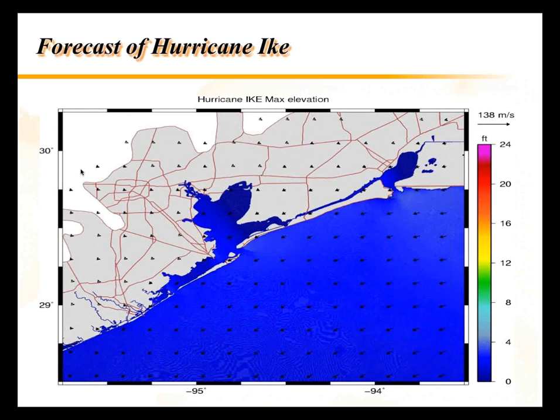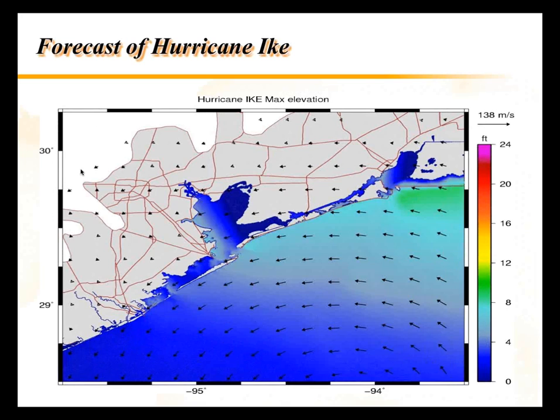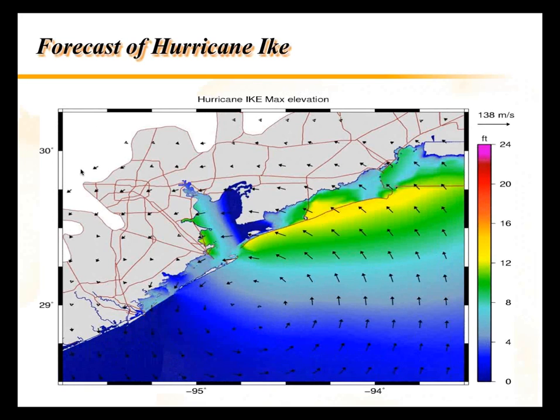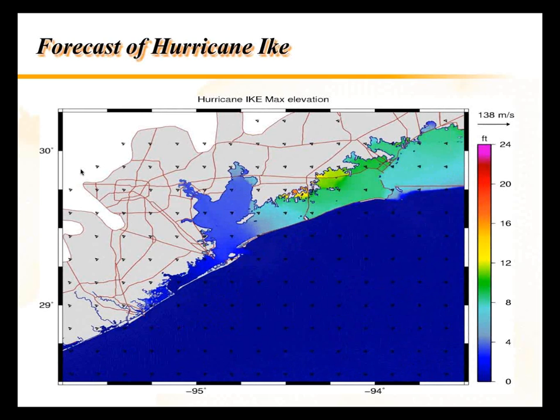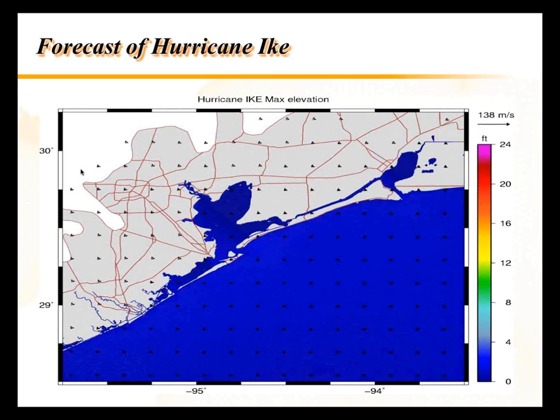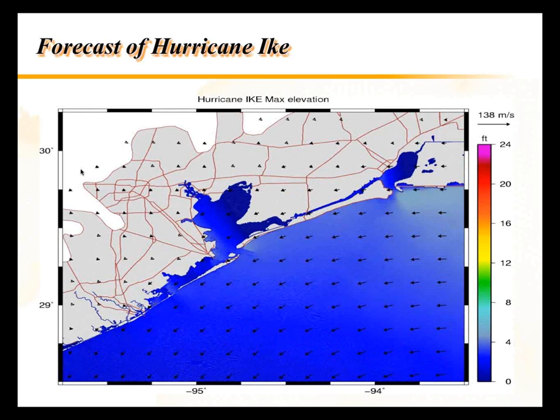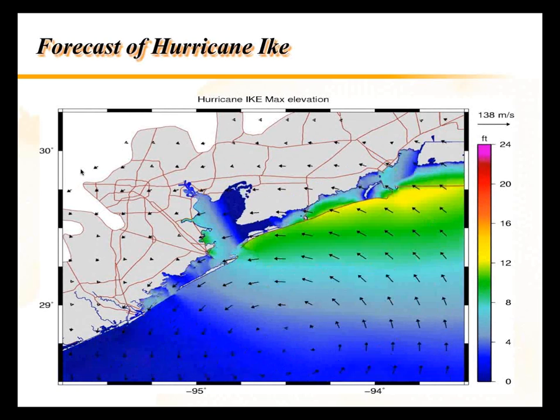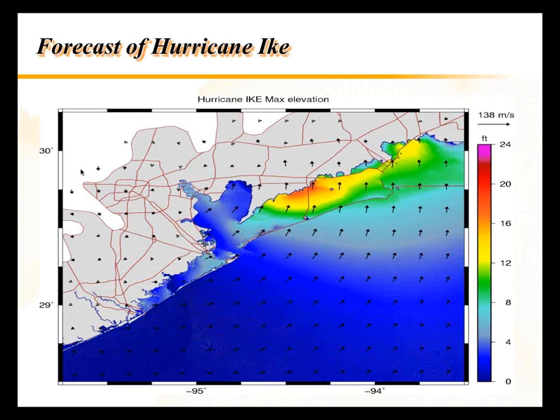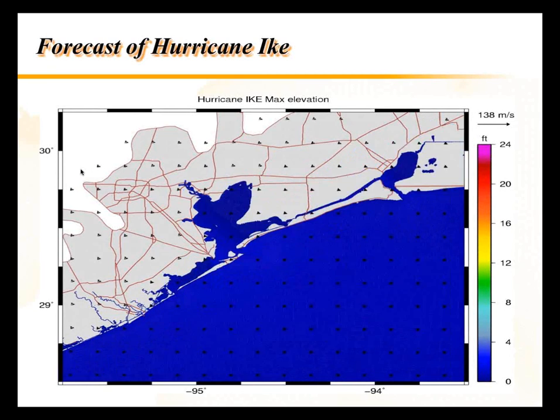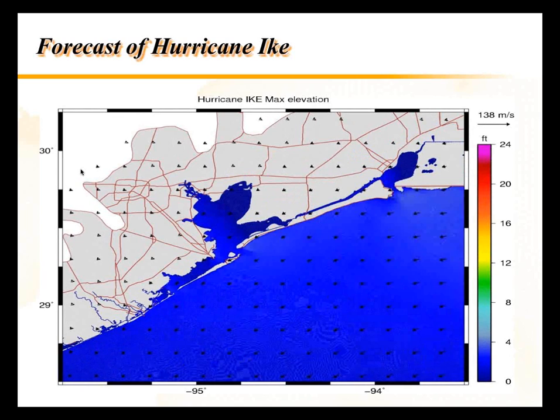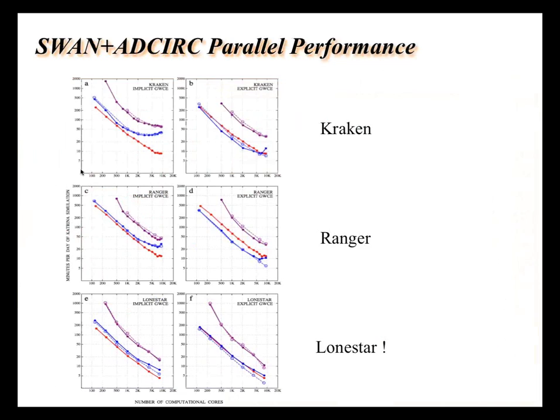I mentioned that we did forecasting. This was a forecast that we did during the event. We didn't have good bottom friction characteristics, and we were using the Holland wind model. But we pretty much captured the major storm surge. So again, the major surge occurred east of Houston, and it was between 16 and 20 feet. So we got the major characteristics of the storm about right.